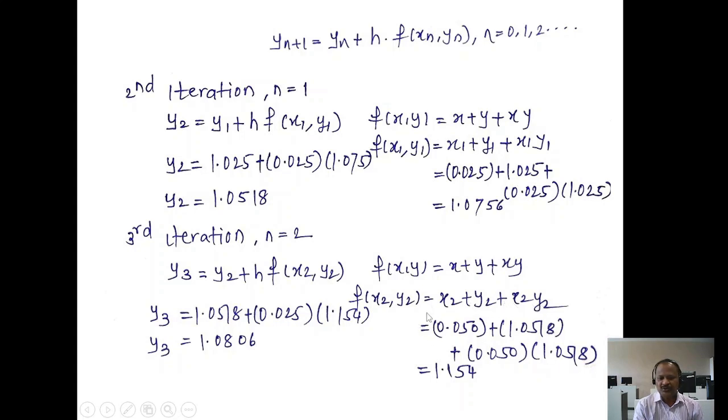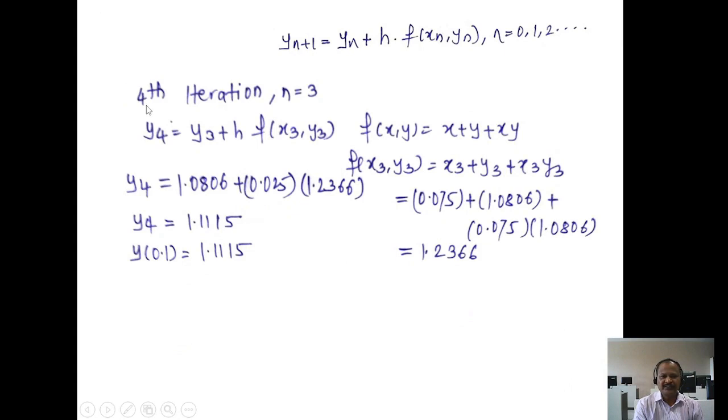All values are known. x2 is 0.050, plus y2 is 1.0518, plus 0.050 into 1.0518. Make a summation of this. So it is 1.154. Put this value in this equation. So y3 = 1.0518 + h, which is 0.025, into 1.154. Make a summation of this. So y3 is 1.0806.